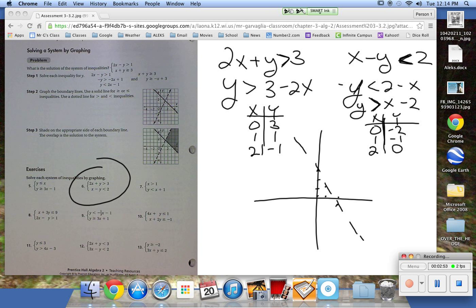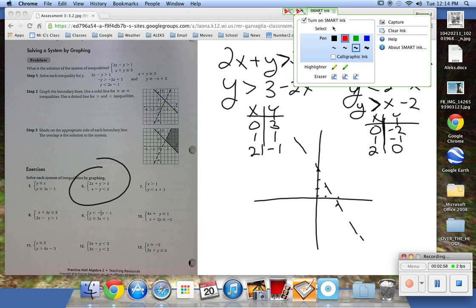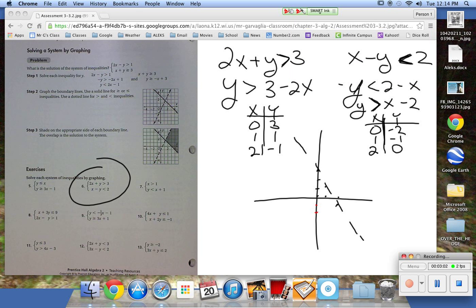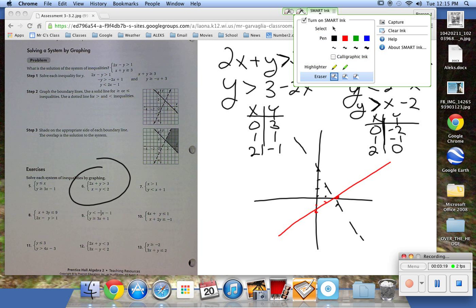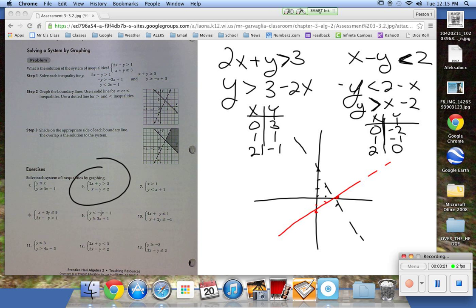The next graph, we're going to graph that one. Let's do it in a different color. Let's use 0, negative 2, 1, negative 1, and we'll use 2, 0. It's right in there. So our line here is going to look something like this. We should have dashed it because this is an inequality without an equal sign to it.